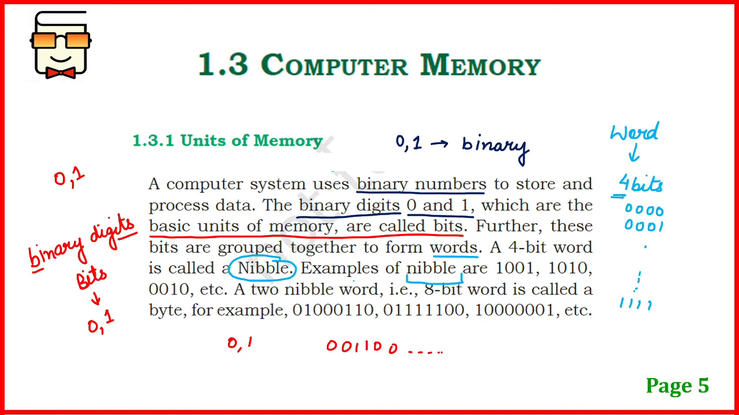Now a word comprising 8 bits is known as the byte. Now byte is also very important. A 2-nibble word is also what we call a byte. Okay, so you have bits. Bits consist of only 2 digits, the 0 and 1. When you combine 4 bits, you get a nibble, and when you combine 2 nibbles, you get a byte.